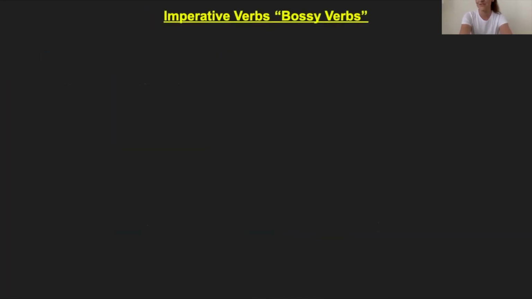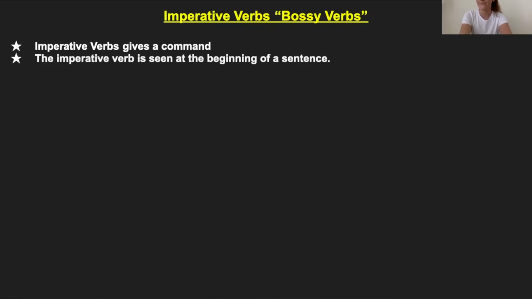Imperative verbs. So, our bossy verbs. Remember little Miss Bossy telling you what to do. Do you know what the reason for imperative verbs is? They're to give what? Excellent. They give us a command. Where does the imperative verb go in the sentence? It's seen at the beginning of a sentence. So a sentence giving us an order.